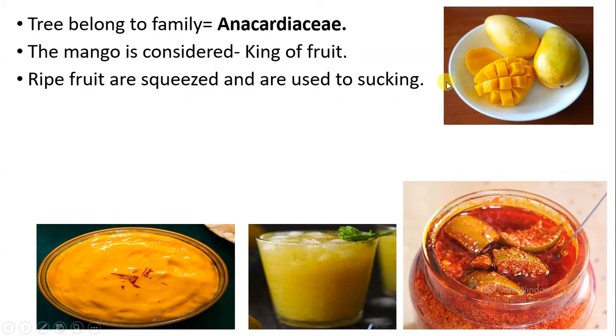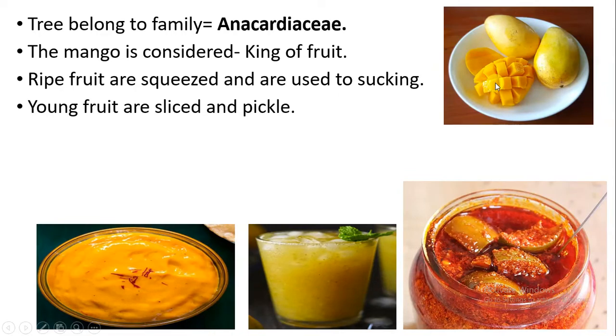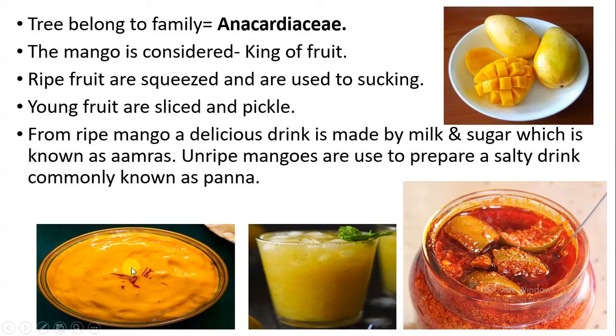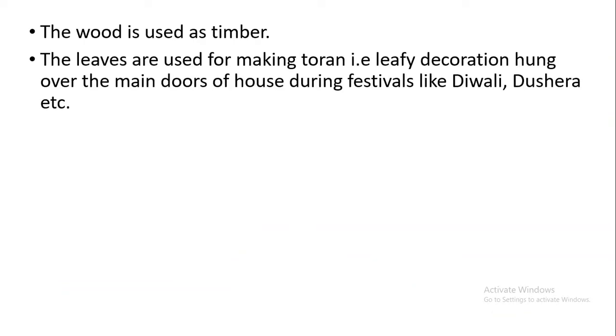The ripe fruit is squeezed and used for sucking. Young fruit is sliced and pickled. When we talk about the ripe mango, a delicious drink is made from it, called amras, which is made with milk and sugar. Unripe mangoes are used to prepare salty drinks, commonly called panna, and it is very popular during the summer season. The wood is used as timber.